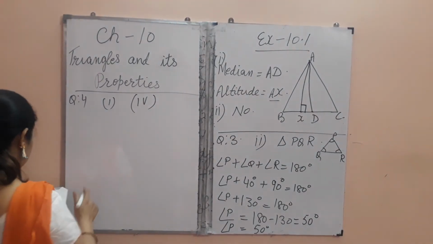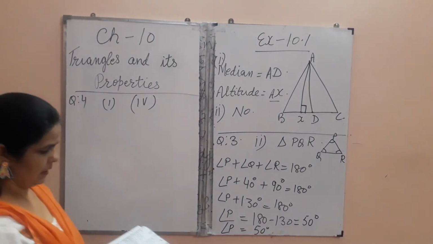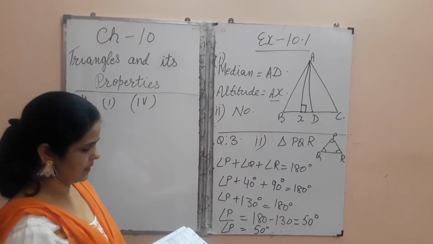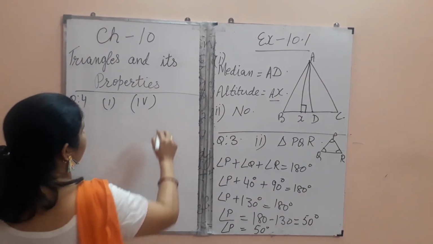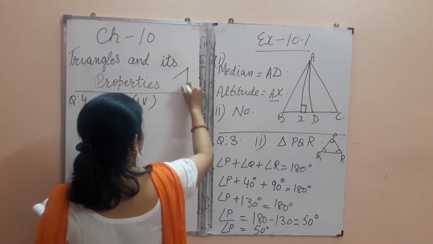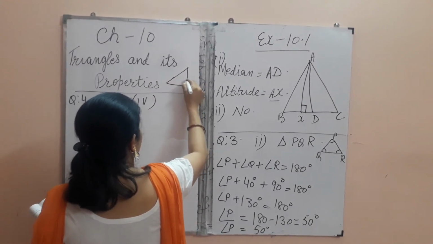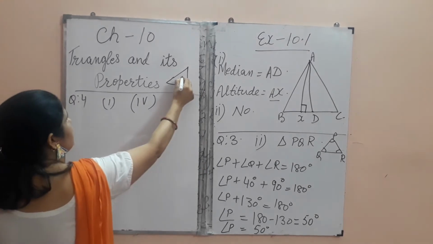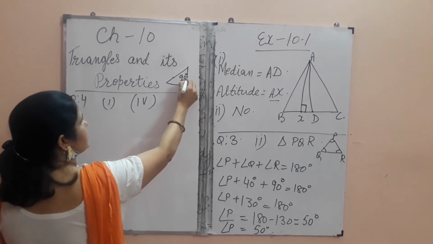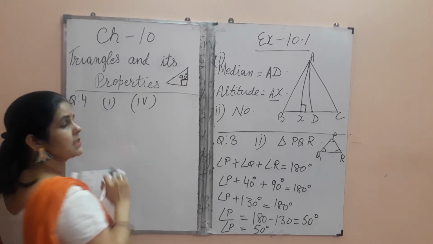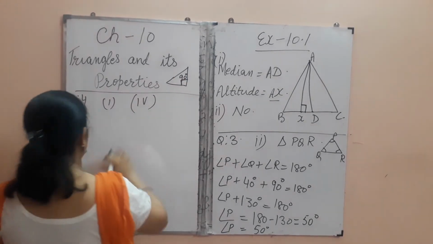Question number first. All the angles: angle A is 2x, angle C is x, and angle B is 90 degrees. If in a triangle this symbol is made, it means this is 90 degrees. So we will use this.